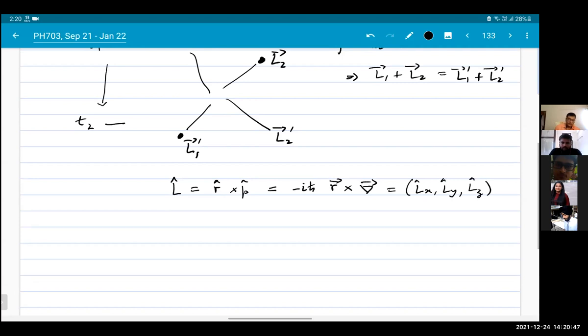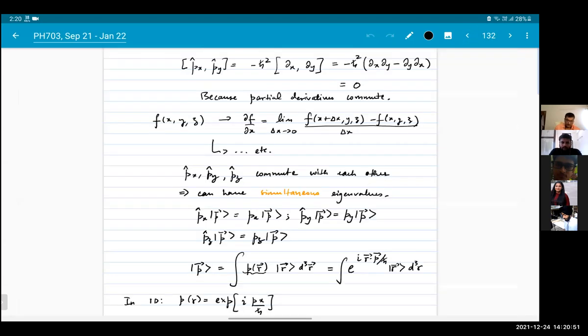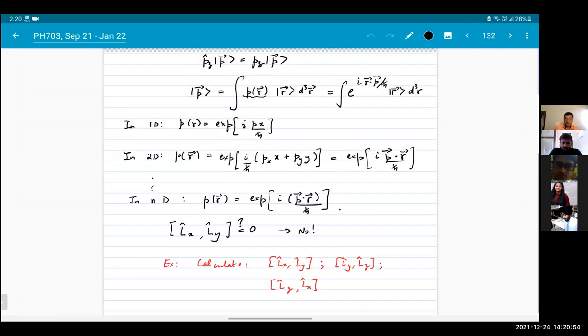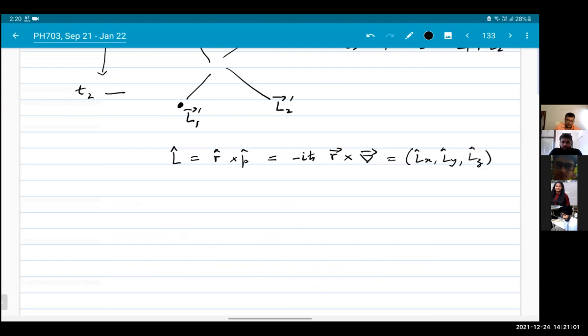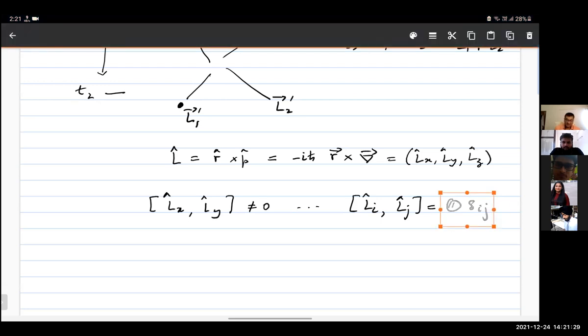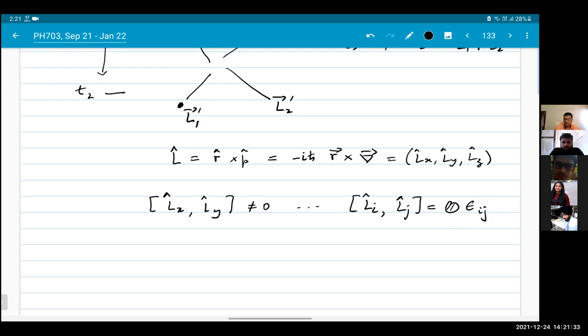And if you did the exercise that I gave you at the end of the previous lecture, which is to calculate these commutators, what you will find is that these different components, Lx and Ly, they don't commute. So we can write it like this: Li, Lj is equal to something times delta ij. So delta ij tells us that, not something times delta ij, something times epsilon ijk. Epsilon ijk, okay?